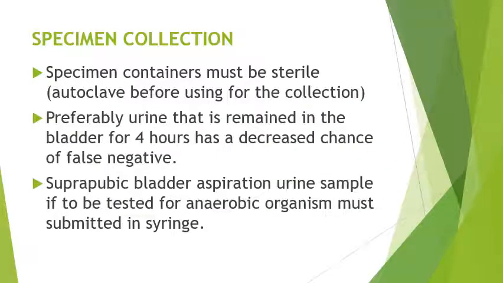Okay. So specimen collection. A specimen container must be sterile. You need to autoclave it before using it in the collection. So, preferably urine that has remained in the bladder for 4 hours has a decreased chance of false negative. Note, suprapubic bladder aspiration urine sample is tested for anaerobic organisms and must be submitted in a syringe. Okay, do not collect it and then put it in a tube or in a specimen container. Okay, just submit the syringe.